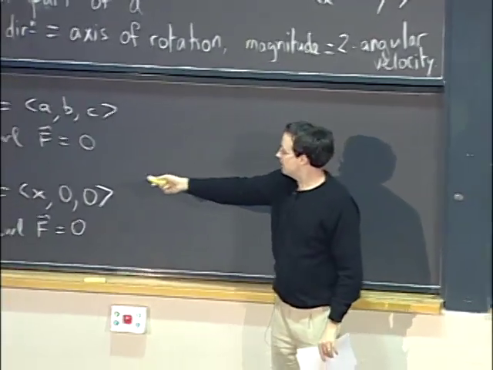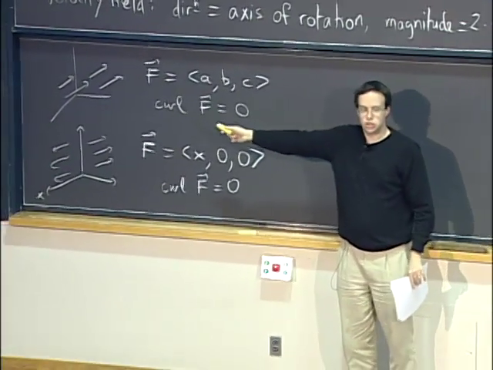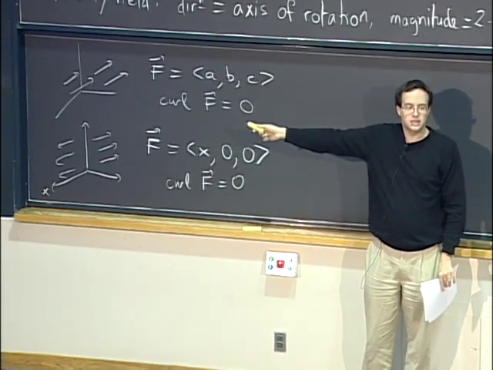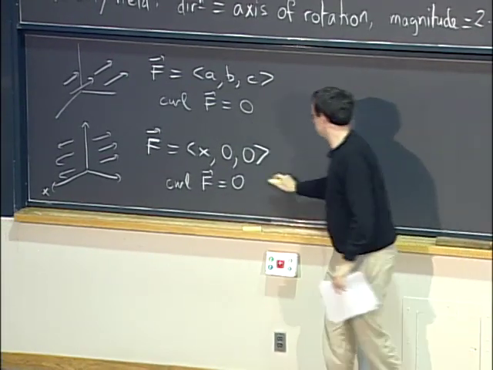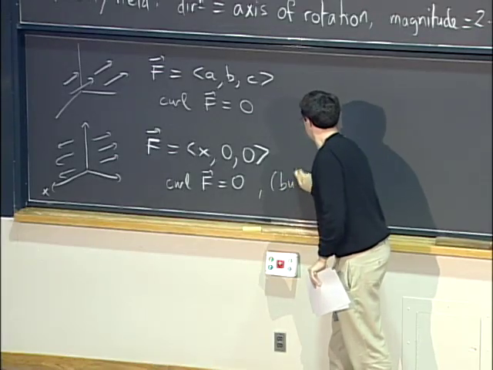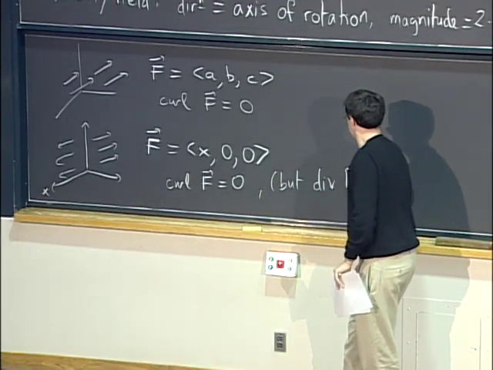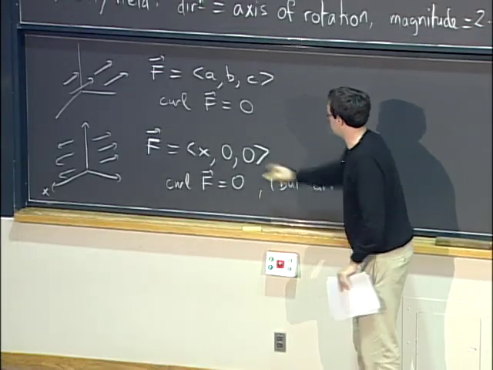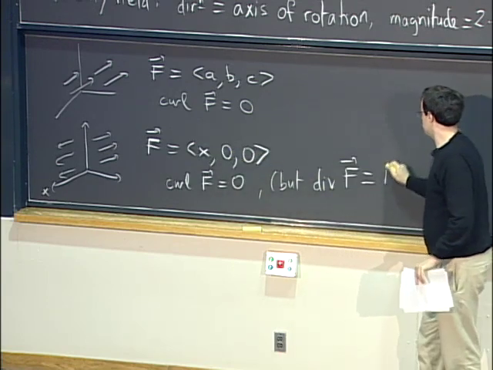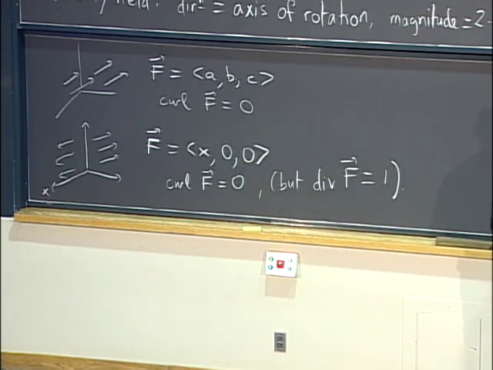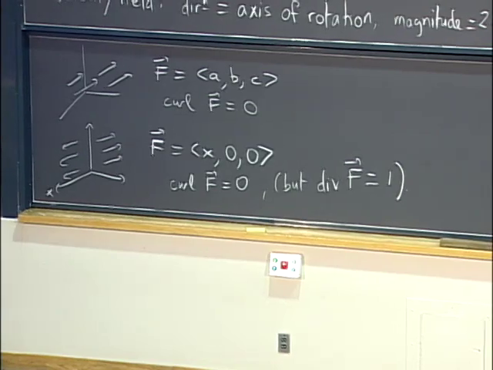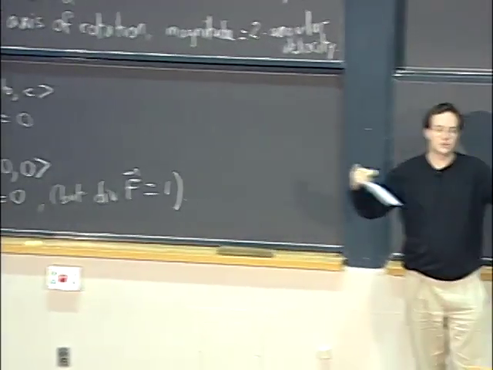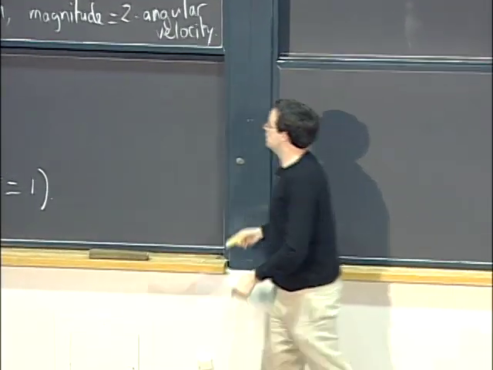What measures expansion and stretching is actually divergence. If you take the divergence of this field, you'll get 1 plus 0 plus 0, so it will be 1. In case you don't remember, divergence precisely measures this stretching effect in your field.